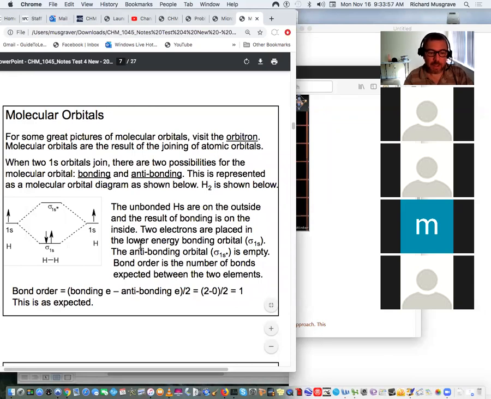So we can actually calculate a bond order, and the bond order is going to be the bonding electrons, which is these two electrons in the sigma 1s orbital, minus the antibonding electrons, which is going to be 0. So it's 2 minus 0 divided by 2, which is 1. And that means we're going to have a single bond between hydrogen and hydrogen, and this is what we expect. So H2 does indeed form a bond, and that's all well and good.